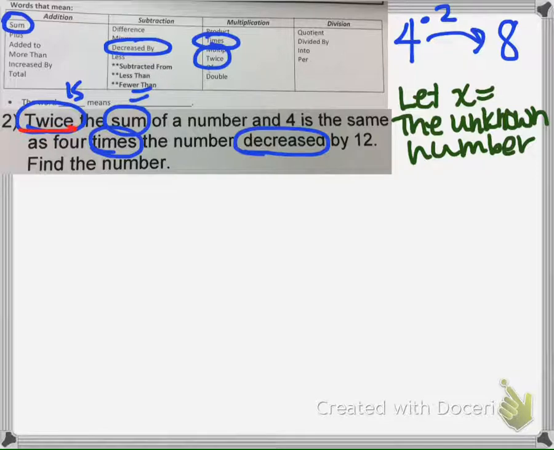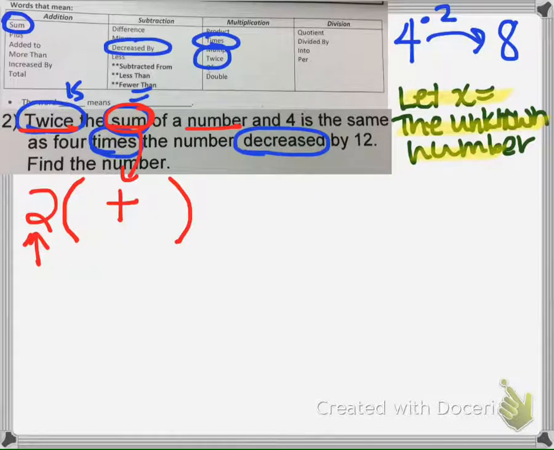Okay, so we're going to multiply by 2, and it says not twice the number. It says that we're going to double the sum. So we're going to take something and we're going to add it. It says the sum. We're going to sum something. We're going to add something. And whatever we're adding, we are going to twice it. We're going to double it. So it says twice the sum of a number, which we don't know what it is. So I'm going to let x represent what we don't know.